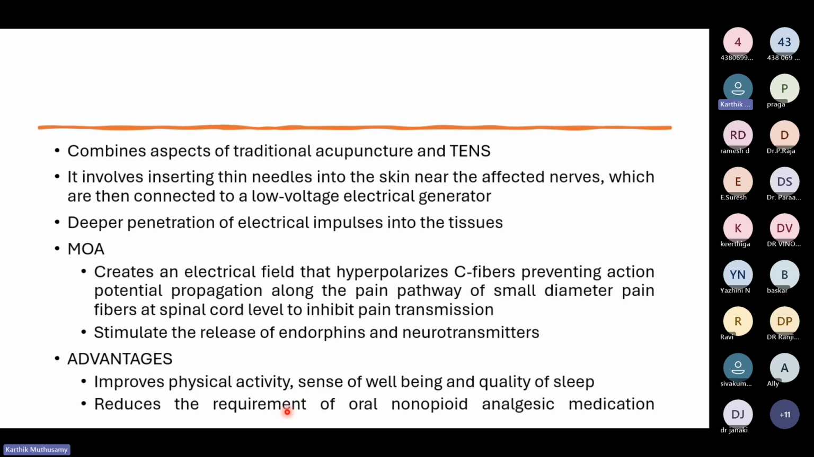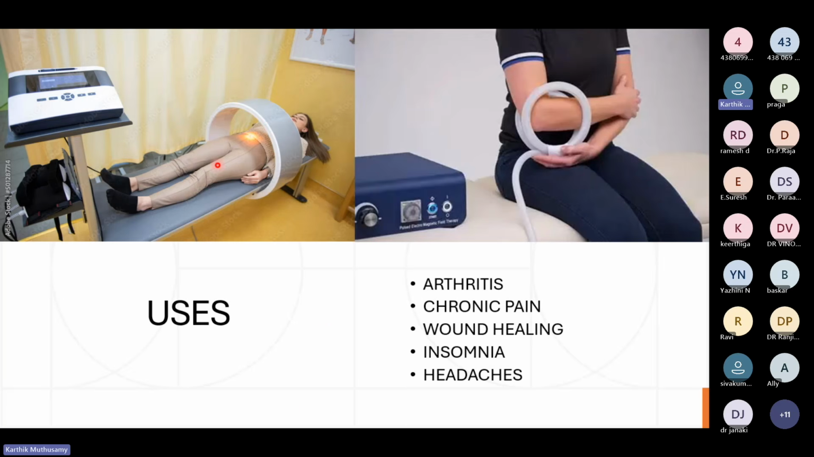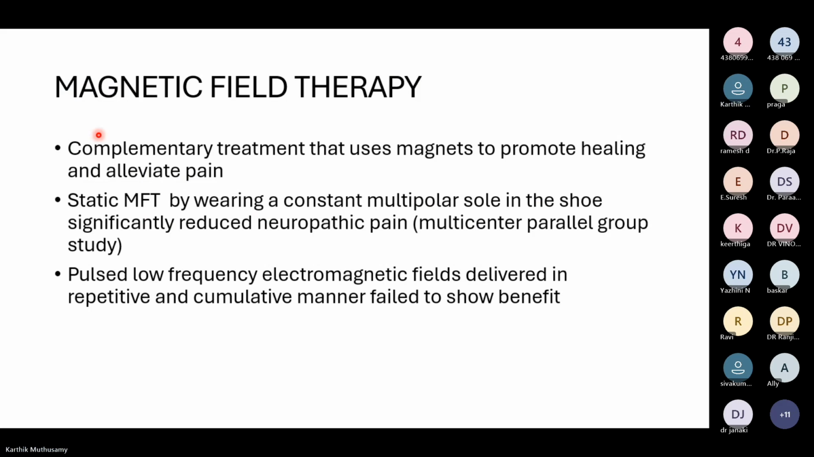It reduces the requirement of oral non-opioid analgesic medications. The next mode of therapy is magnetic field therapy. This is the picture of the magnetic field therapy. It is a complementary treatment that uses magnets to promote healing and alleviate pain.